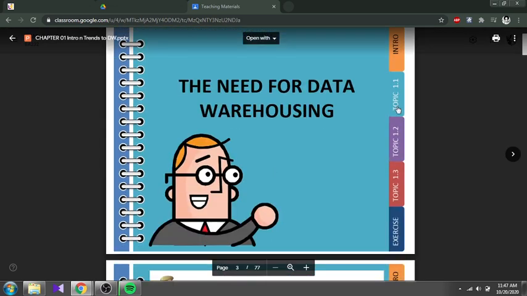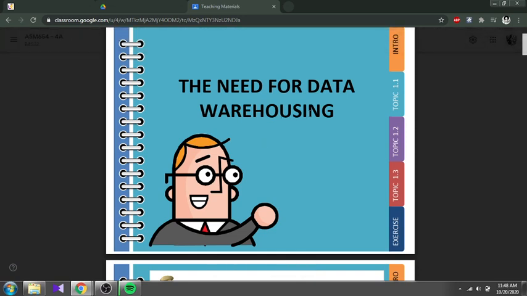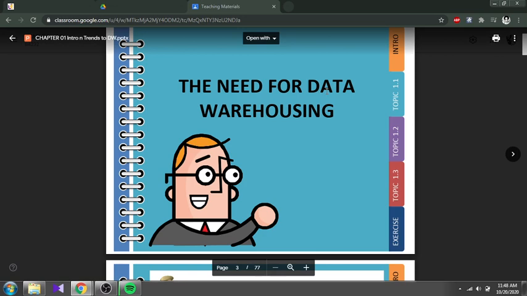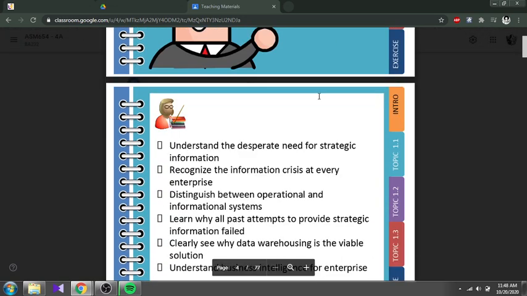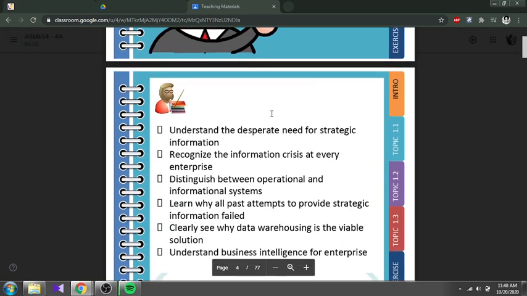Now we go to topic 1.1. You can differentiate the topics by looking at the color. Topic 1.1 is in blue here: the need for data warehousing. This one is just more introduction. This is the outline of topic 1.1.